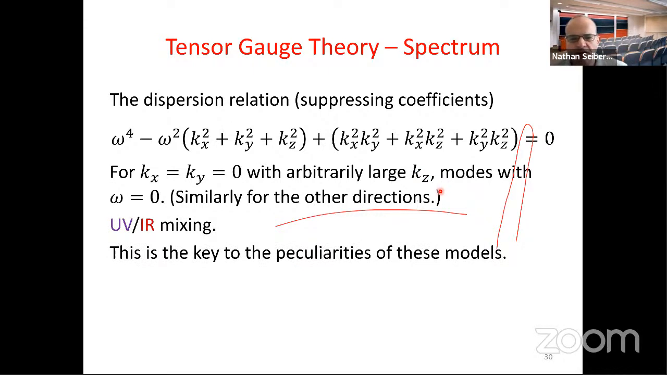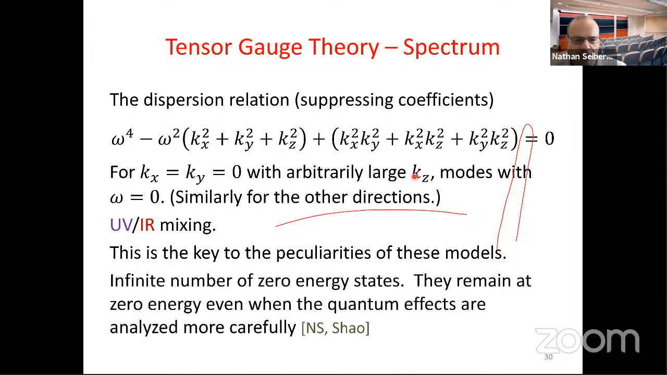So the key to the peculiarity is that even if we limit ourselves to zero energy, and even excitations with low energy, they are sensitive to what happens at arbitrarily large momentum. It also means that we have an infinite number of zero energy states. This is actually not a trivial statement because one has to check it more carefully in the quantum theory and make sure that this is indeed the case.